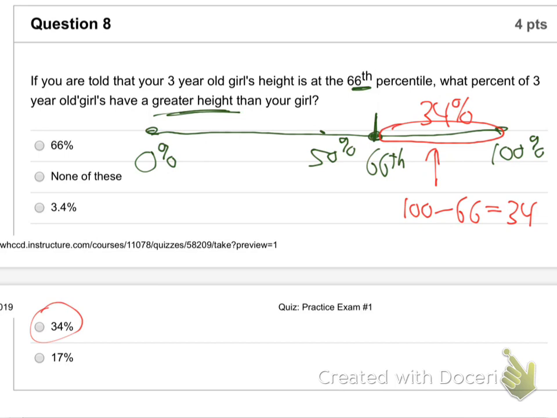Feel like you could do that on the exam? Where'd you get the 34 at? I saw it right there. I subtracted from 100. Yeah, because up to here is using up 66%.